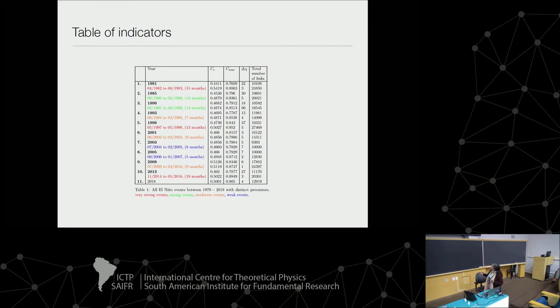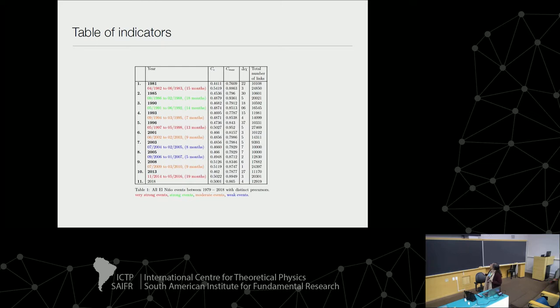Actually, this in fact is a table of indicators. CC is only one indicator. I probably won't have the time to tell you about the others. What we see here is that these years that you see here are the indicator years, and what you see below are in fact the years in which El Nino occurs.